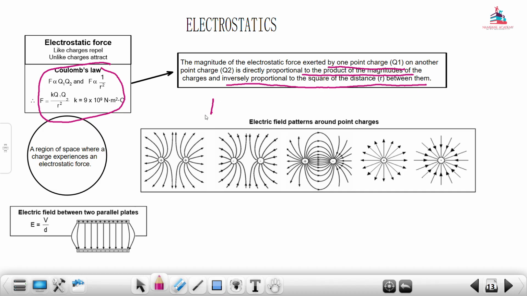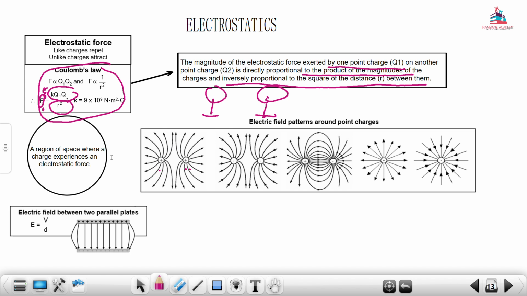What do we mean? We mean when you have two spheres, the charges are directly proportional, but the square of the distance between them is inversely proportional to the force. It means when you increase the charges, the force will also increase. But when you increase the distance, the force will decrease. If you are having two spheres and you bring them closer together, it means you are decreasing the distance. Then what will happen to the force? The force will increase. I hope I'm making sense.